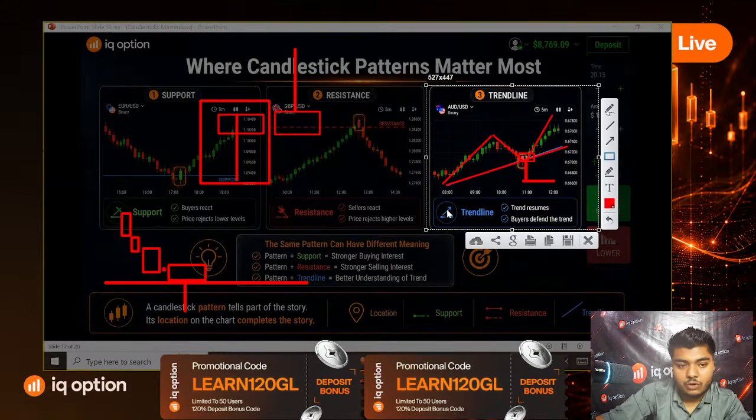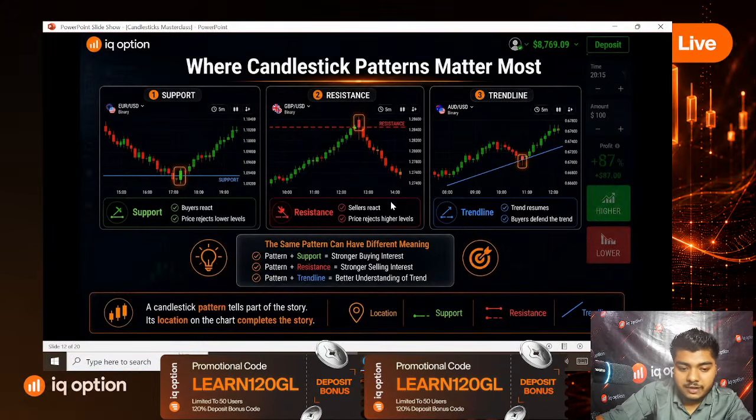So this simply means pressure from buyers. Okay, so I hope you get it. Different types of market scenarios, if you find these types of candlestick patterns, they also react differently. So let's move to the next topic.